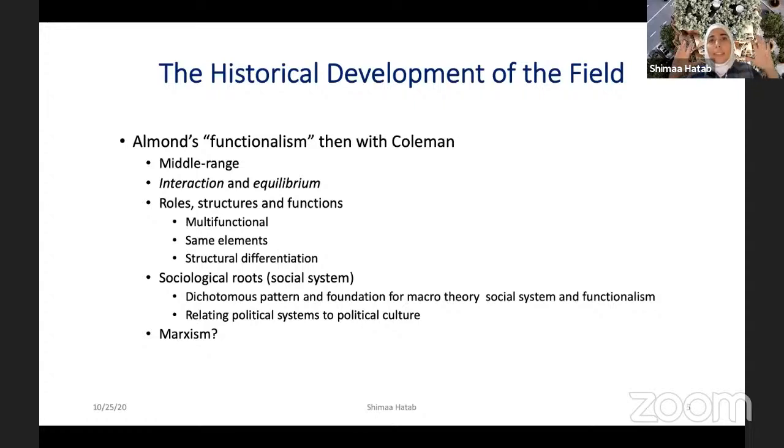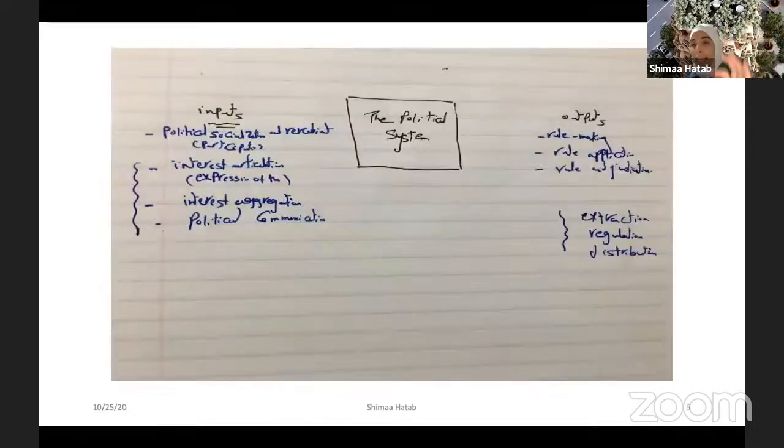So he focused again on roles, structures, and functions, and then he developed this later with Coleman. But here you have the graph. He retained the essence of inputs and outputs of the political system, but the content or substance is a little bit different. He mentioned that all political systems are multifunctional, and they have to deal with different demands or inputs. What kind of demands in the form of inputs would political systems deal with?